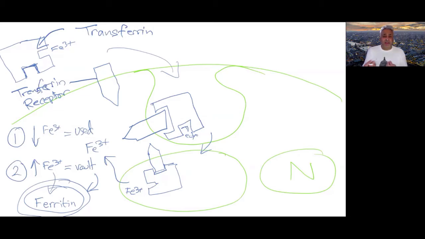How is the level of iron detected? How is iron imported into the cell and then sent down these alternative pathways? And that in itself is amazing. And that's what we're going to learn with this particular example.